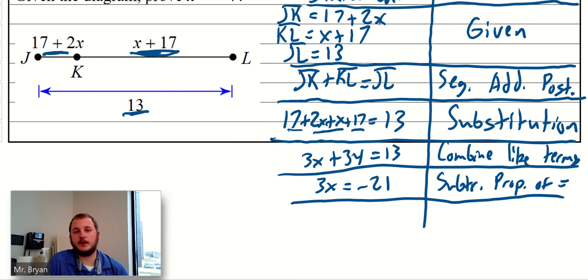Okay, and I am going to abbreviate it sub and then TR, because if I just said sub, that could also mean substitution. So just a little thing there. And then finally we have the statement. We have 3x equals negative 21.